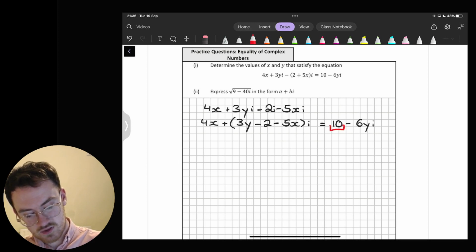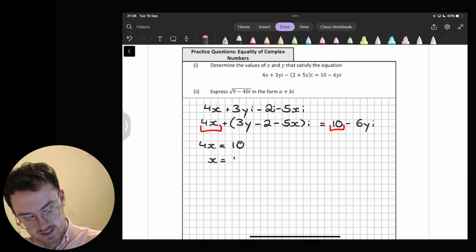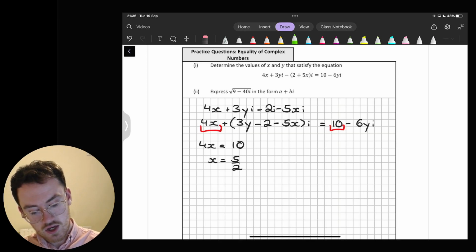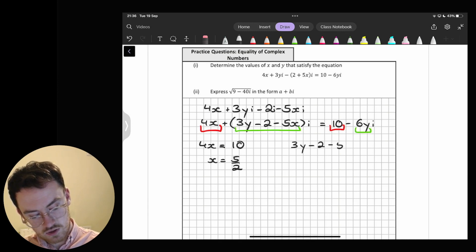So same as we've done already, comparing real and imaginary parts. So 4x is 10, which means x is 5 over 2. So 10 over 4 or 5 over 2. Comparing then imaginary parts, we're going to get that 3y minus 2 minus 5x is equal to minus 6y. We can sub in the value for x that we've just worked out, which is 5 over 2.